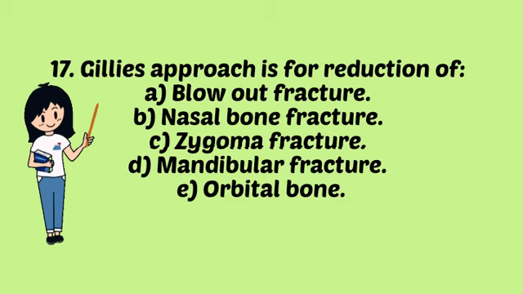17. Gillies approach is for reduction of A. Blowout fracture. B. Nasal bone fracture. C. Zygoma fracture. D. Mandibular fracture. E. Orbital bone. Option C is correct, zygoma fracture.